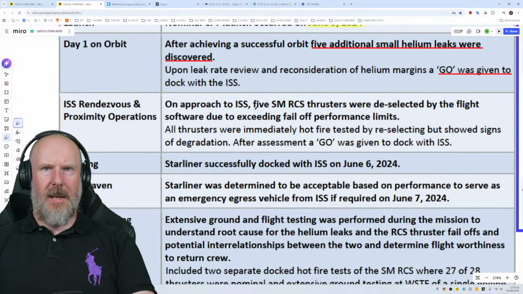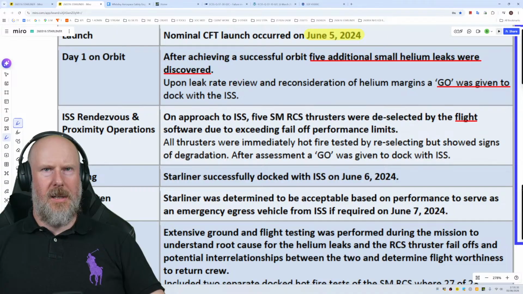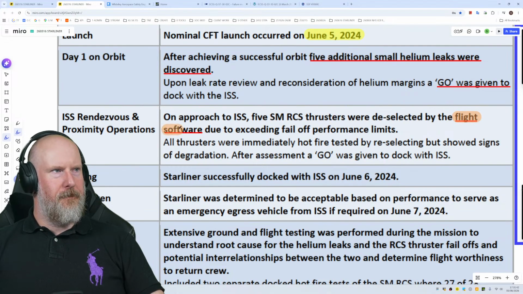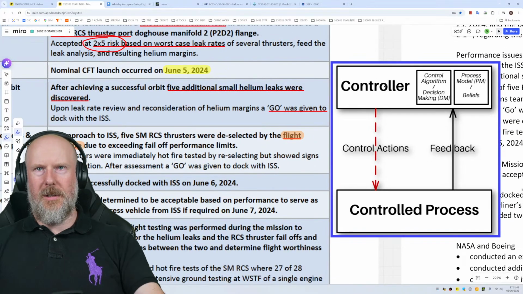On approach to ISS, 5 service module reaction control system thrusters were deselected by the flight software due to exceeding fail-off performance limits. So that's interesting. So the flight software, there we go, flight software. Actually, I probably should highlight that as a candidate for inclusion in the control structure model. So the flight software decided, there we go. So if this controller is the flight software for a minute, just imagine that.